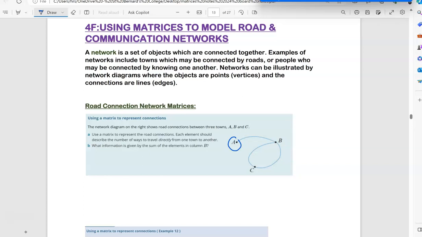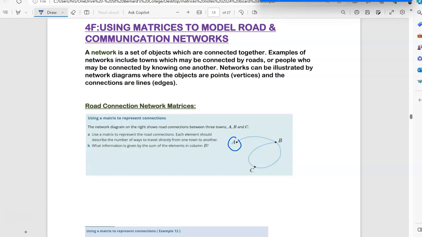Okay, so below we've got an example of it, which includes towns which may be connected by roads. So we've got towns, and we've got roads in between these. They can also be people. So A, B, and C could be people, and somehow they're connected. Say A and B were people, they have one connection between the two of them. But if you have B and C, there may be two connections, so things like that.